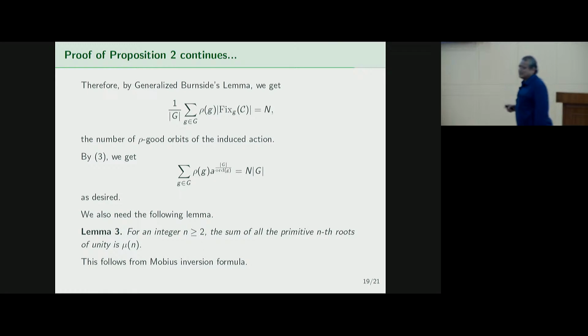In order to get that extension, we need one more fact, which must be known to students. Given a natural number n greater than or equal to 2, the sum of all the primitive nth roots of unity is the trace of zeta n, where zeta n is a primitive nth root of unity. This is nothing but mu of n. You can prove it through the Mobius inversion formula.